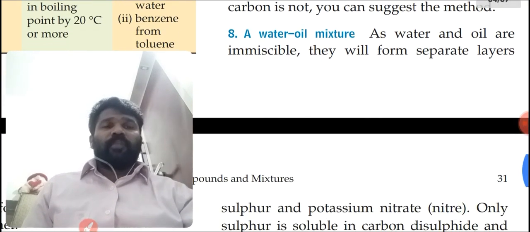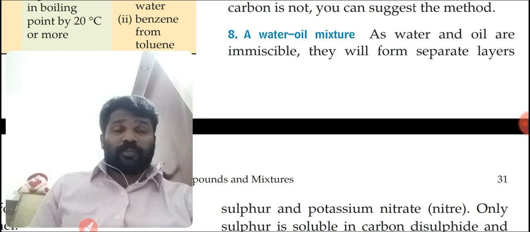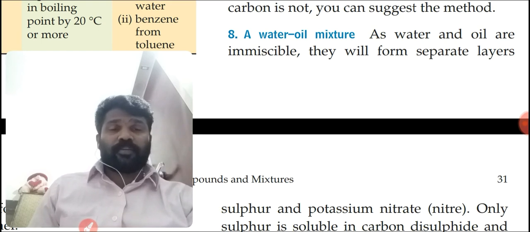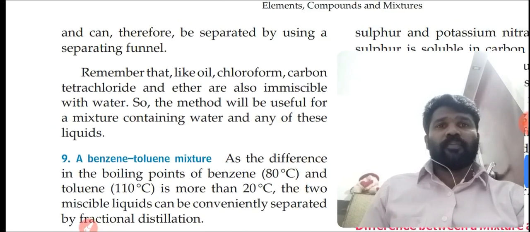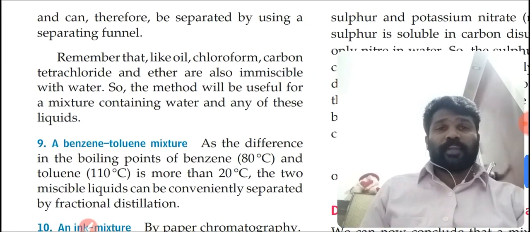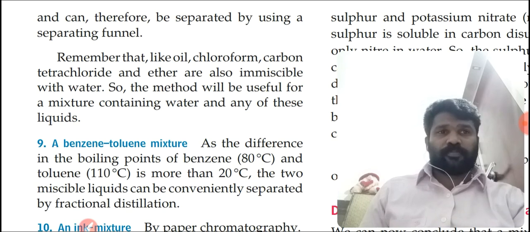A water and oil mixture. Water and oil are immiscible, so which method can we use? A separating funnel. It can therefore be separated by using a separating funnel. Remember that like oil, chloroform, carbon tetrachloride and ether are also immiscible with water. So this method will be useful for a mixture containing water and any of these liquids.